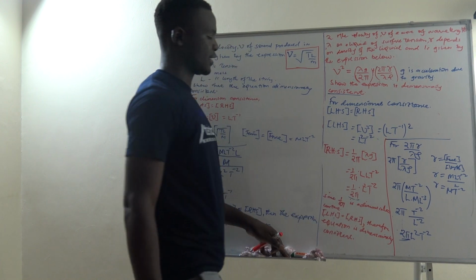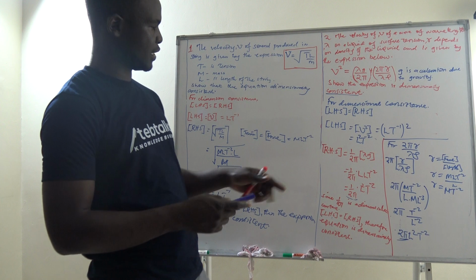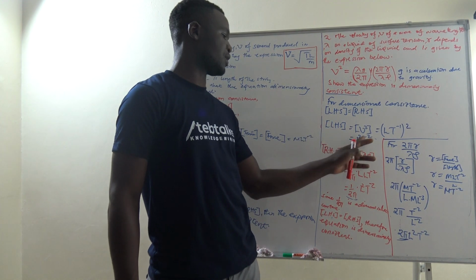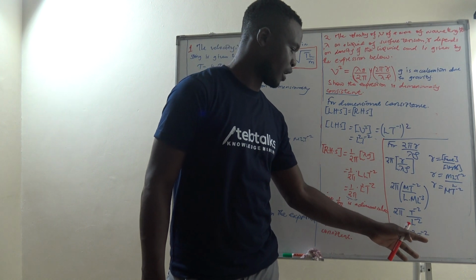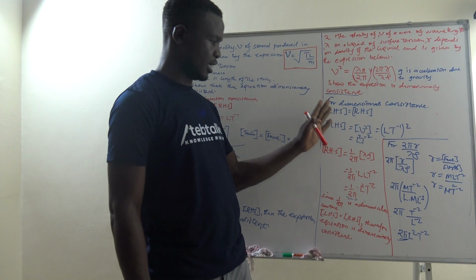1 out of 2 pi is still a dimensionless constant, and therefore we realize that is true. The dimensions on the left-hand side, this was L squared per t squared, is equal to L squared per t squared, and is true. Whoever used either term would still get it.